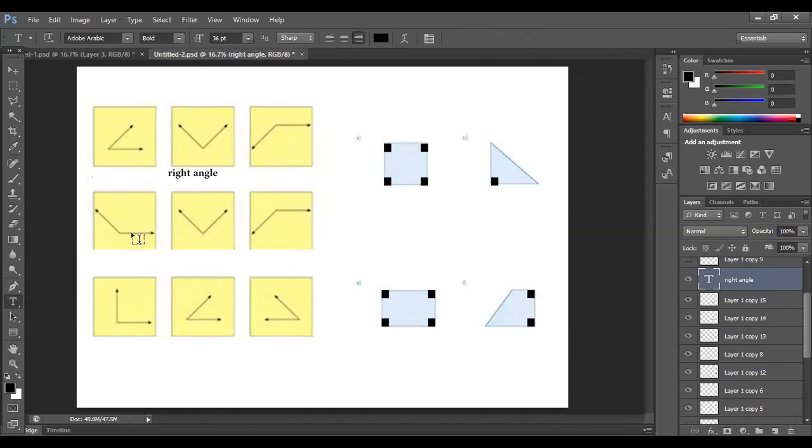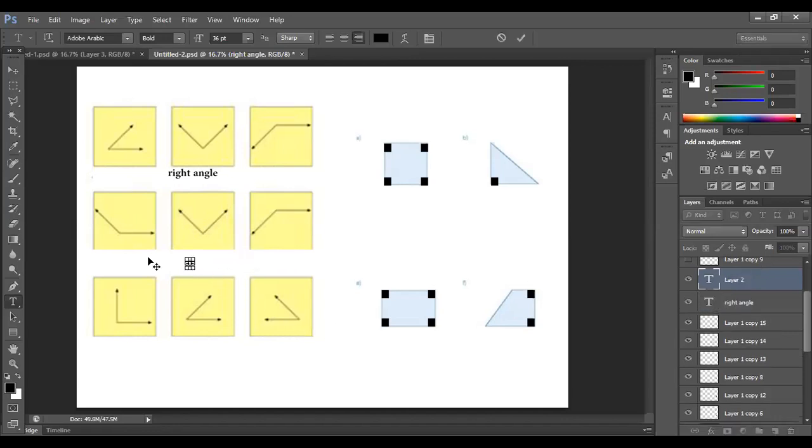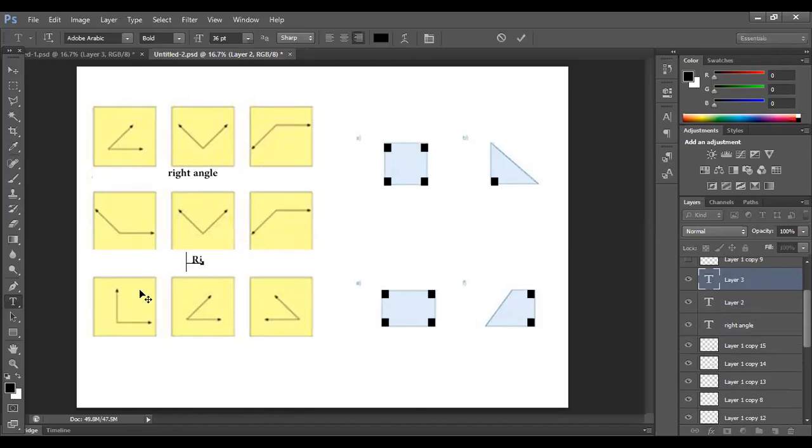Is this angle a right angle? No, it's greater than a right angle. What about this? Yes, it is a right angle, right? So this is a right angle. What about this angle? This angle is also greater than a right angle. The two lines are far away from each other.